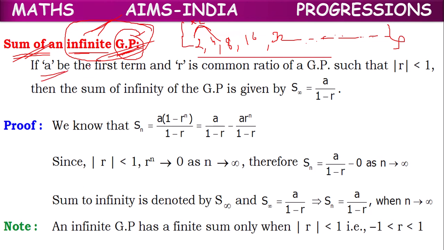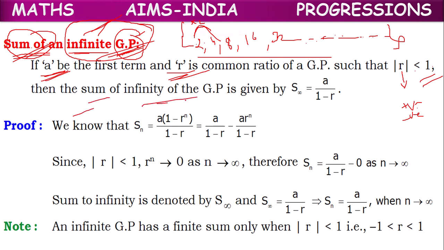So let a be the first term, r is the common ratio, and in the case of infinite GP, the value of common ratio should always be less than 1. It may be positive, it may be negative, but the modulus value of common ratio always should be less than 1. Then only we can find the sum of that kind of infinite GP.